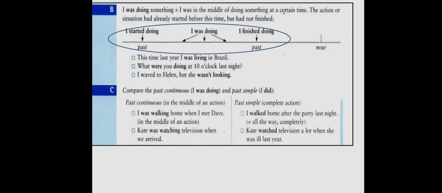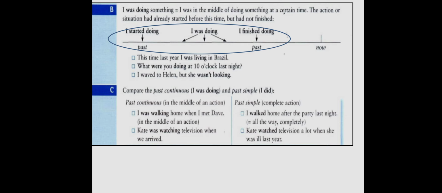I waved to Helen, but she wasn't looking. When I waved to Helen, she wasn't looking. This is when an action interrupts another action. The action which is finished takes past simple, and the other action which remains continuous takes past continuous. And both actions are in the past. So the long action takes past continuous, and the finished or completed action takes past simple.